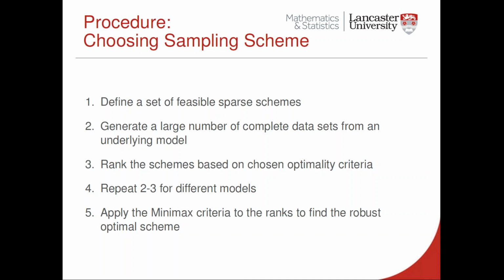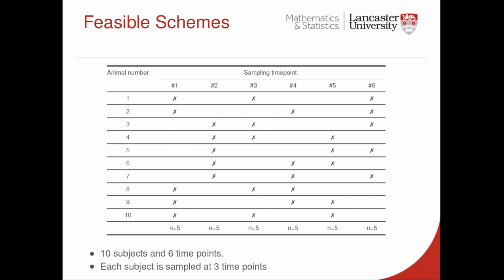So for each of the schemes that we've deemed feasible in step one, we find the rank for a given optimality criterion. We introduce robustness by repeating 2 and 3 for different models, and then we apply our minimax criteria to the ranks in order to find an optimal sparse sampling scheme. So the first step is defining which schemes are feasible.